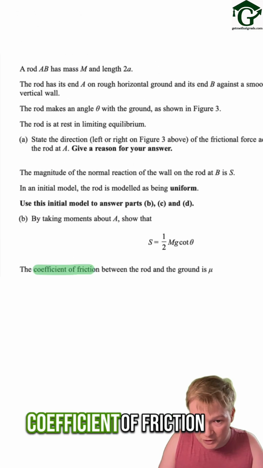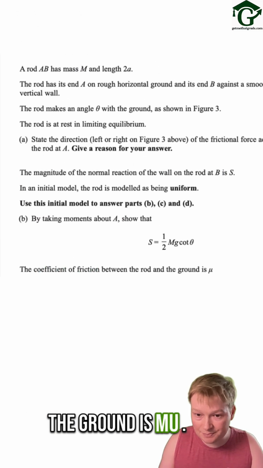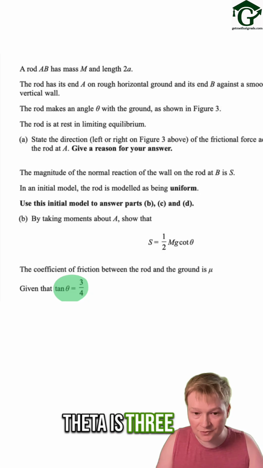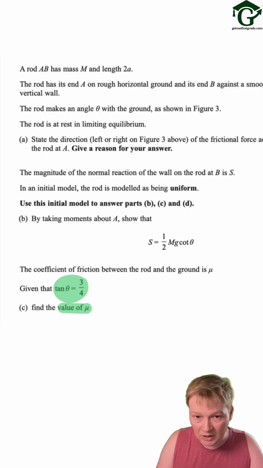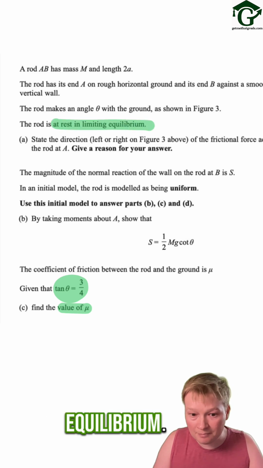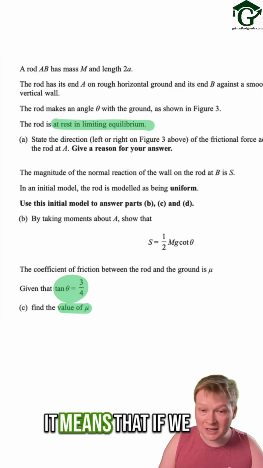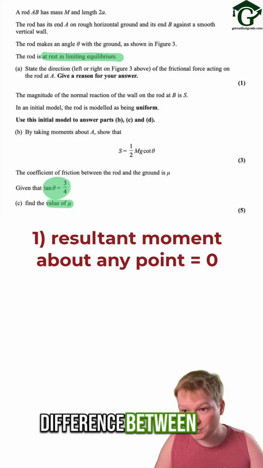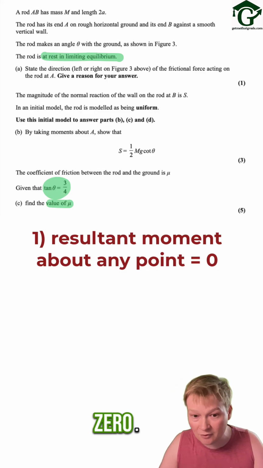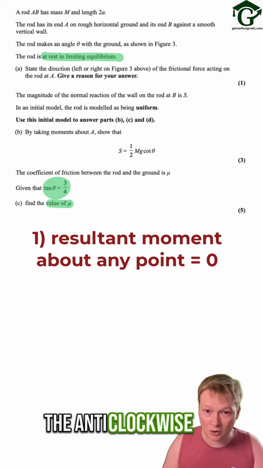Next it says that the coefficient of friction between the rod and the ground is mu. We're told that tan of theta is 3/4. And we're asked to find the value of mu, the coefficient of friction. So remember that we are at rest in limiting equilibrium. So that means 3 things. It means that if we take moments about any point, the resultant moment, the difference between the clockwise and the anti-clockwise moments, would be 0. So the clockwise moments would equal the anti-clockwise moments.